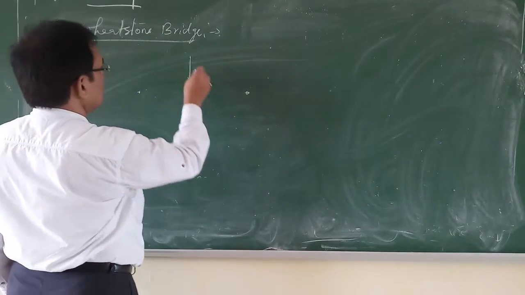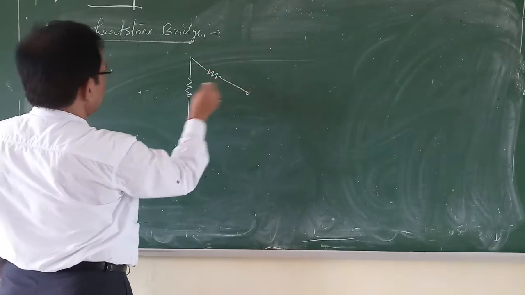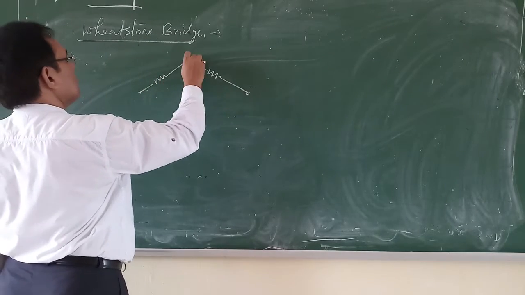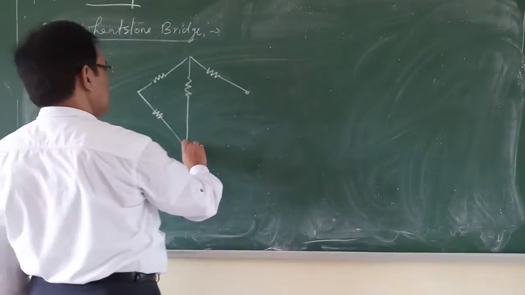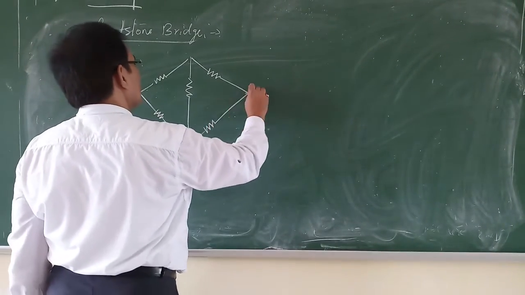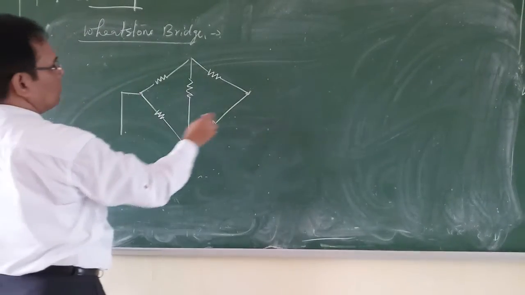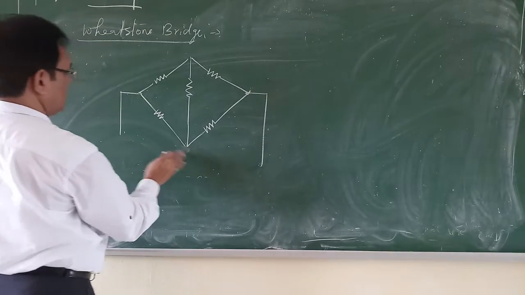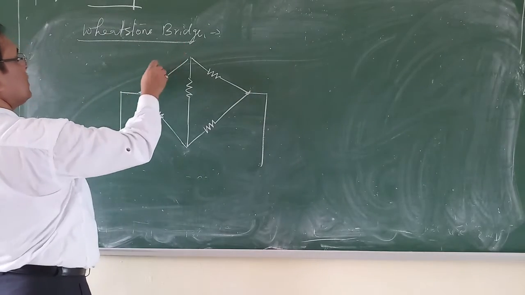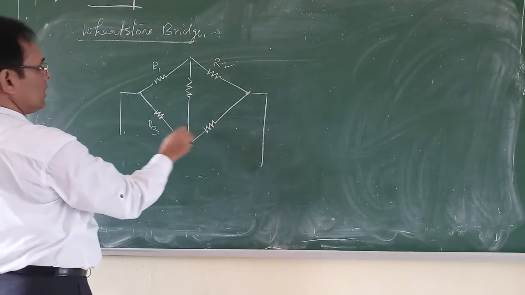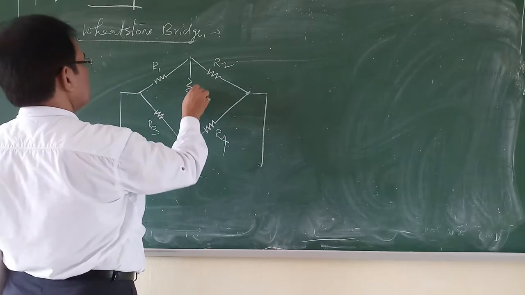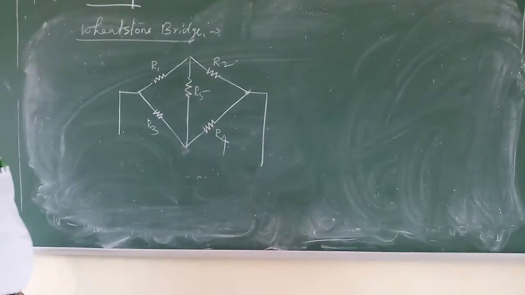This is the 5 resistance which are connected like that. Let this resistance be R1, this is R2, this is R3, this is R4 and this is R5.